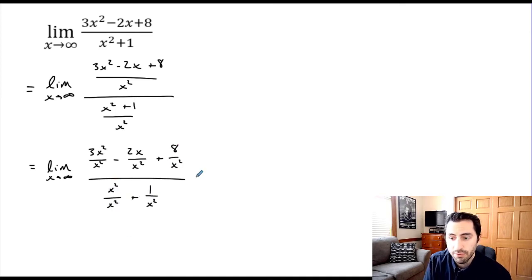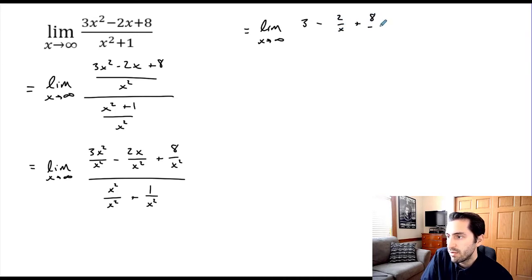Okay, so now, written like this, we can do some simplifying. So I'll bring it up here. So we have our limit as x approaches infinity. And now we can simplify. So we have just 3, because the x squared cancel out. Our middle term, one of those x's will simplify, so we end up with 2 over x. And then we'll have plus 8 over x squared. In the denominator, we have 1 plus 1 over x squared.